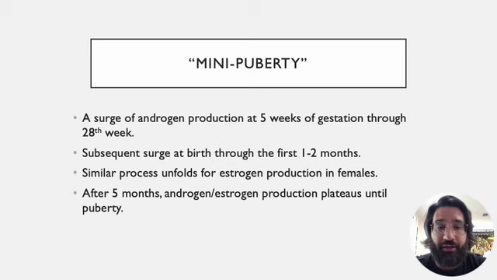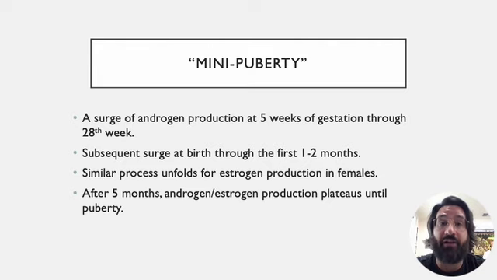And so there's this period that's known as mini puberty, right? Which is in prenatal development. There's a surge of androgen production at 5 weeks of gestation, which goes all the way through the 28th week of gestation. And then there's another subsequent surge at birth through the first couple months. And a similar process unfolds for estrogen production in females. And then after about 5 months into the first year, androgen and estrogen production plateaus, right? It flattens out until puberty begins.